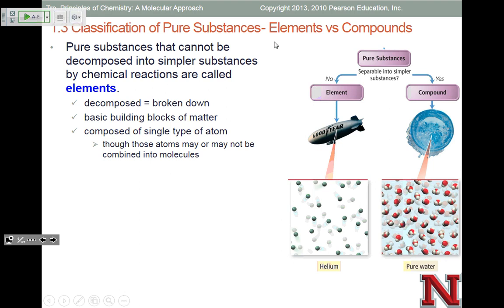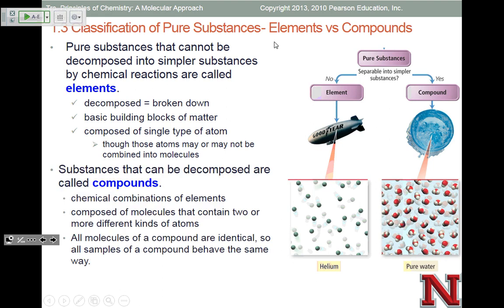So we can look at elements. Elements cannot be further broken down. When we talk about that in chemistry, we usually discuss decomposed. They're not going to be decomposed. They're the basic building blocks of matter, and they're composed of a single type of atom. They may be, when we're talking about elements, combined with other atoms to form molecules.